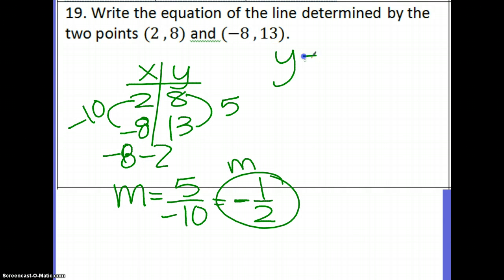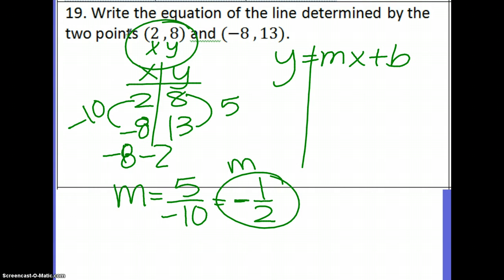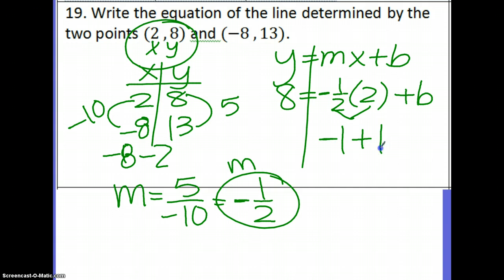We're going to do y equals mx plus b to get the equation. I'm going to use x and y. I'm going to use 2 and 8. So 8 is y, m is negative 1/2, x is 2, and plus b. Half of 2 is 1, and it's going to be negative times positive is negative.